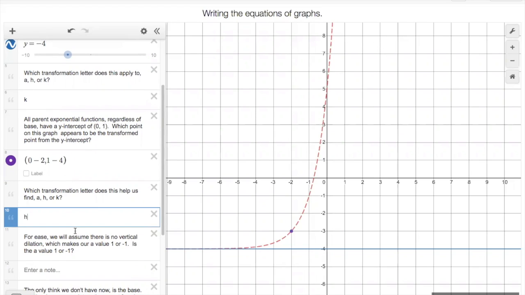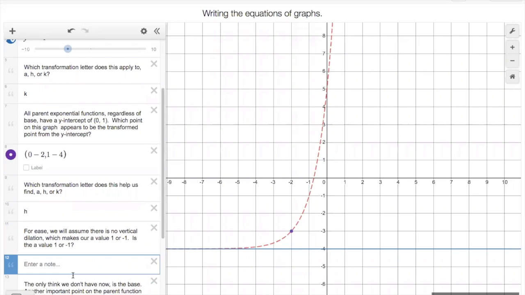And for ease, we will assume that there is no vertical dilation. We're only going to be writing the equations of graphs that do not have vertical dilations. That leaves us between the two values of 1 and -1. The difference between 1 and -1 is if it's a -1, that means it's been reflected across the x-axis, which means it's going to turn my graph into a decreasing function. I'm looking at exponential growth, so reflecting is going to turn it into a decreasing function. If I look, this is an increasing function. It's above my asymptote, so that's going to tell me that A is positive. It's a +1 since there is no vertical dilation.